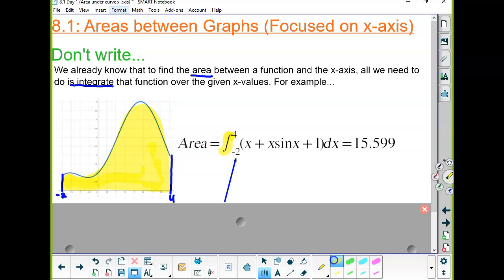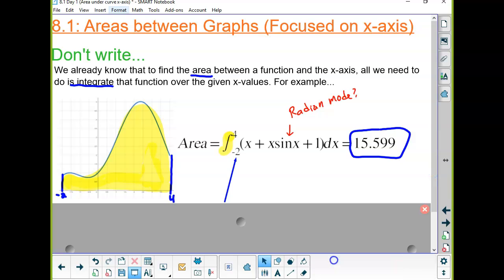And how do we start? We go from the lower bound to the upper bound. So, what I'd like you to do is let's try this in our calculator. And did you get this answer? Now, I will make one point. Notice it's a sine function. Double check right now. Is your calculator in radians mode? Okay.